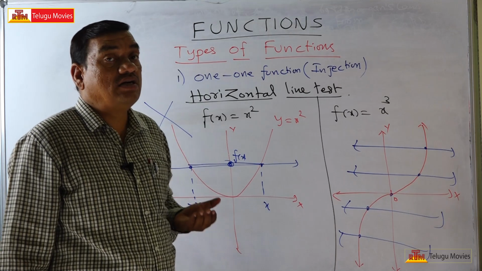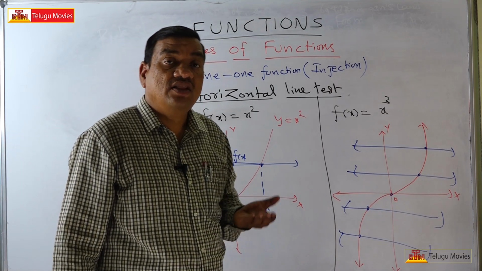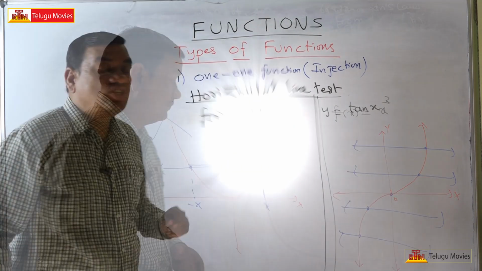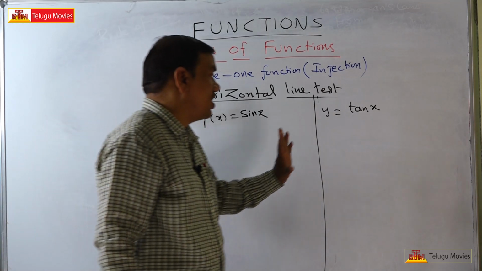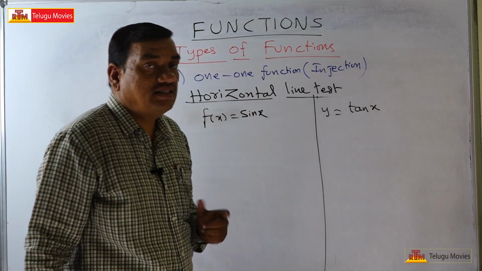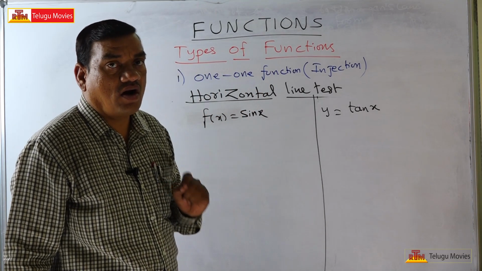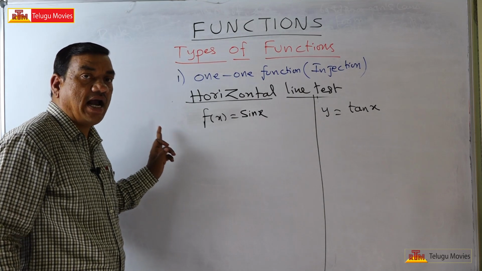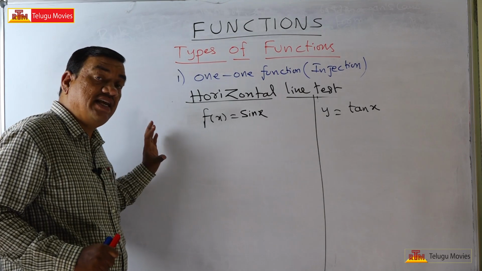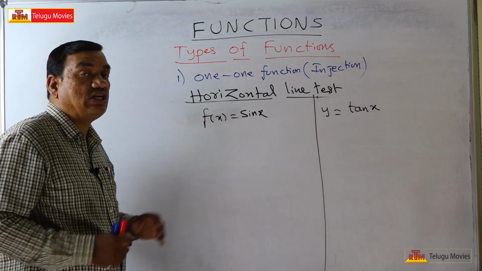Okay. So let us check whether the sine function and cos function are 1-1 or not. Let us check whether the function f of x equals sin x is a 1-1 function or not, and y equals tan x as well. See here, I have not given the domain. Let us say the domain of this function is R, the set of real numbers.